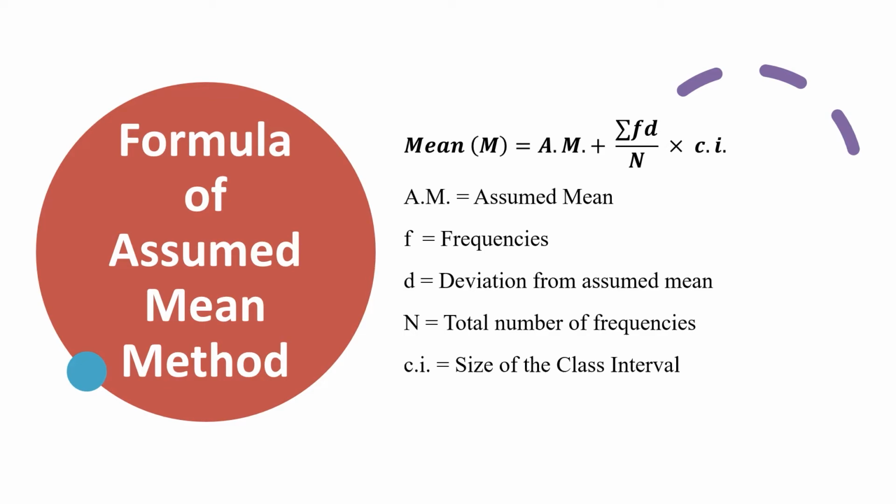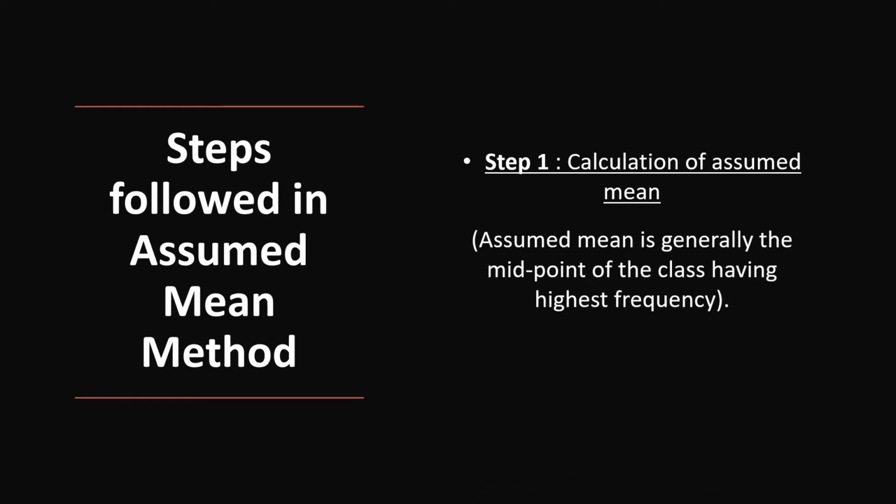Now let us go forward to understand the different steps that we can follow for calculating mean by using the assumed mean method. Step 1 is calculation of assumed mean. Assumed mean is generally the midpoint of the class having the highest frequency. You have the class intervals, and you have to find out which class interval has the highest frequency. It means you have to assume that the mean is in that class in which the highest frequencies are there.